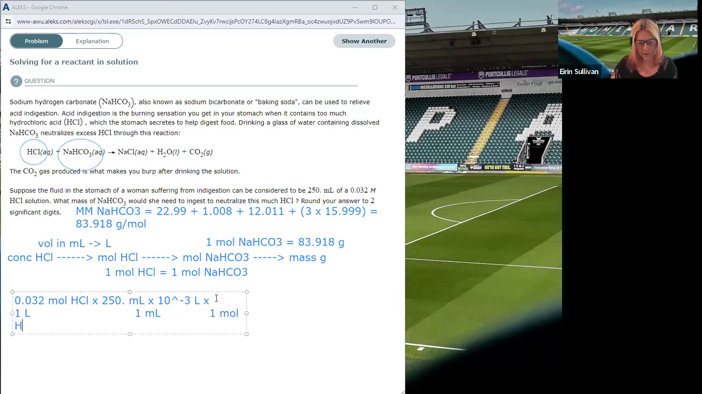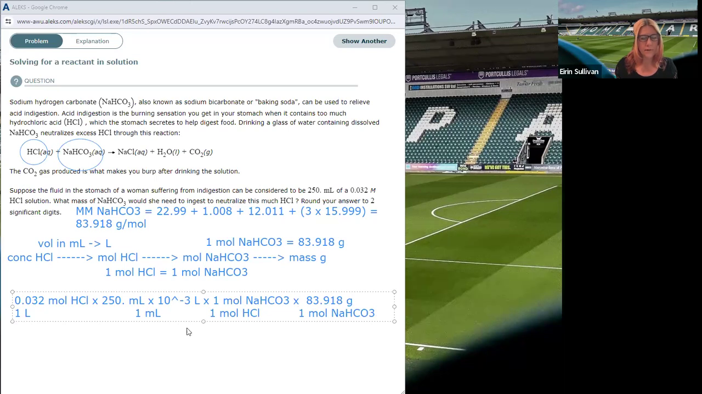So my moles of HCl must go on the bottom to cancel. Okay, remember it may not always be a 1:1 ratio. My moles of sodium hydrogen carbonate go on the top. Okay, and then finally I want to convert moles of sodium hydrogen carbonate to mass in grams, so I use the molar mass of the sodium hydrogen carbonate, which we just calculated to be 83.918 grams.